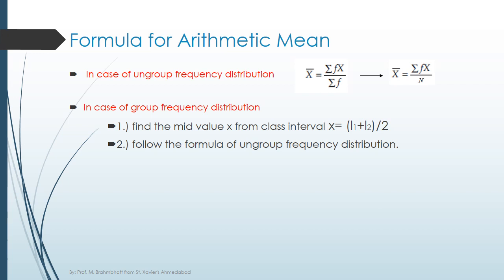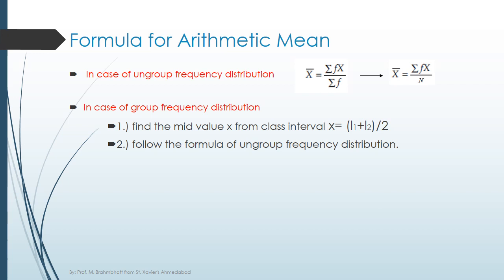The formula for arithmetic mean in case of ungroup frequency distribution is x bar is equal to sigma fx divided by sigma f. Now sigma f can be written as capital N, which is the total number of frequency, and sigma fx is the frequency into x value. I mean f1 into x1 plus f2 into x2 up to fn into xn, divided by f1 plus f2 plus f3. Let's see in detail in the next slide.